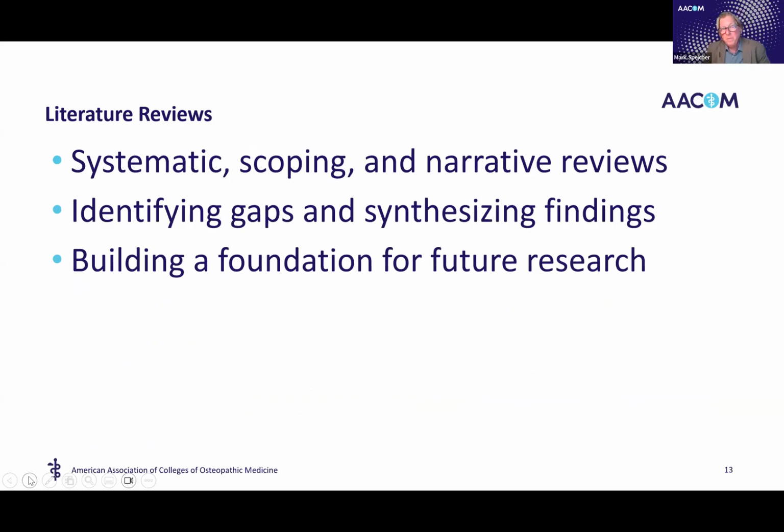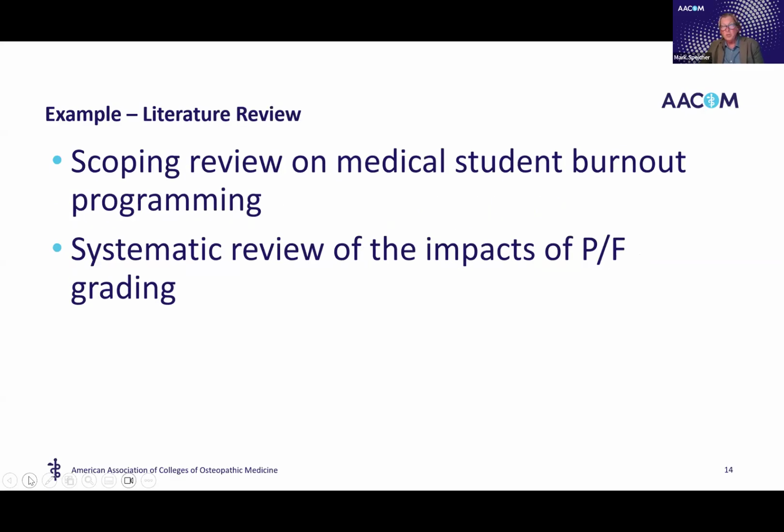Literature reviews. The three biggest types are systematic, scoping, and narrative reviews. A systematic review, I think most of you know, is a way of reviewing what is in the literature. A scoping review focuses on the gaps, and a narrative review focuses on the connections or sort of the story that the literature tells. Identifying gaps and synthesizing findings, and especially the reason to do a review is to build a foundation for future research.